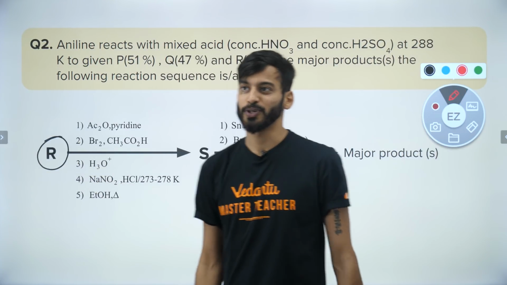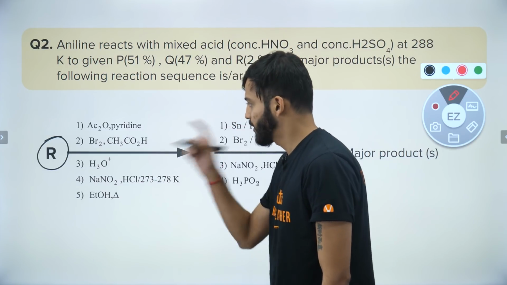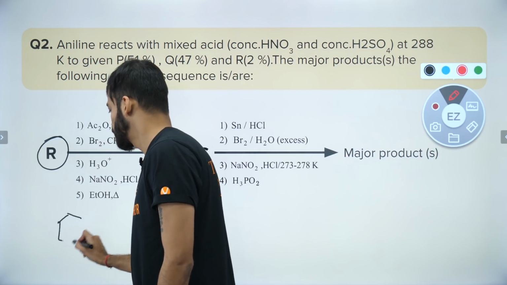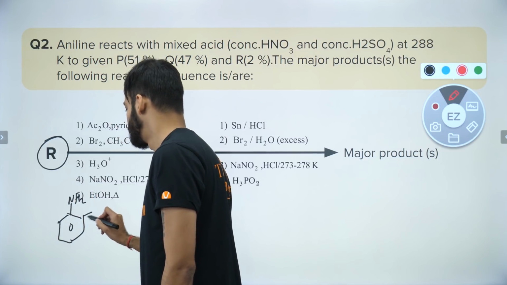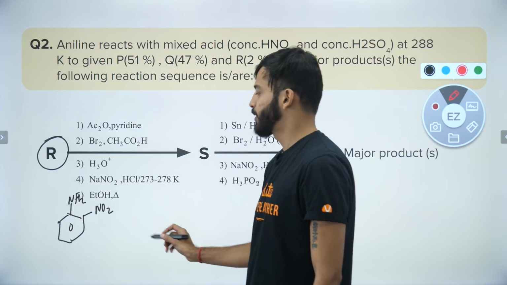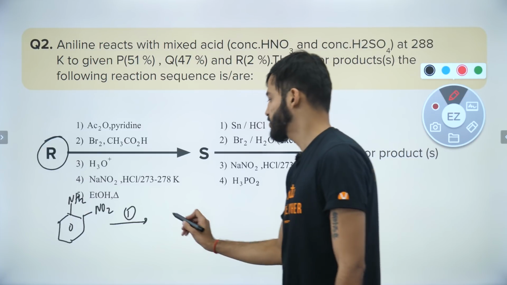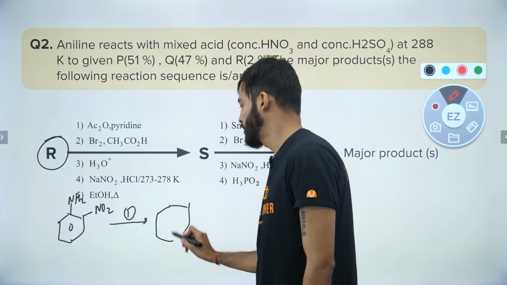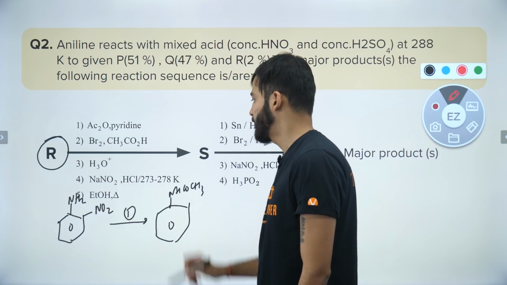R is the ortho product. So we have to start from here. I am starting with our ortho product, so our ortho product was NH2, NO2. First step is protection. This is your step number 1. Protection करने से बेटा क्या आ जाएगा? What you will get? You will get NH COCH3, है ना?